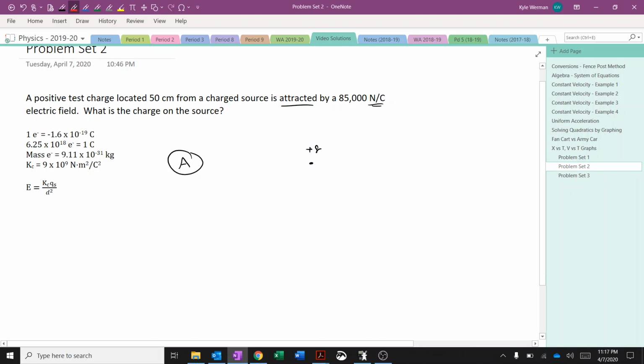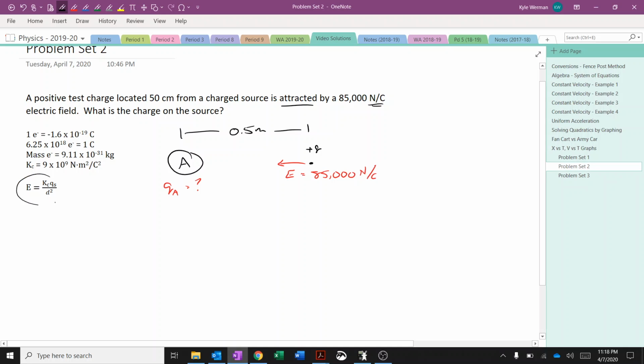So I have a field strength that's to the left, E, which we actually know. E is 85,000 newtons per coulomb. And what I don't know is the charge of this source, charge of A. That's what I don't know. And so I have E. I'm looking for a charge. I also know a distance. 50 centimeters is 0.5 meters from here to here, so I have a distance.